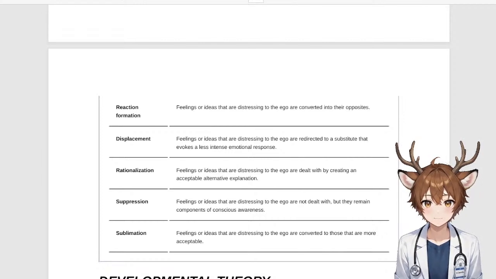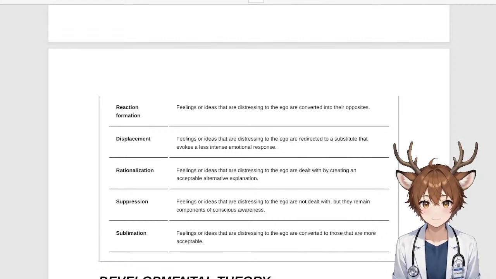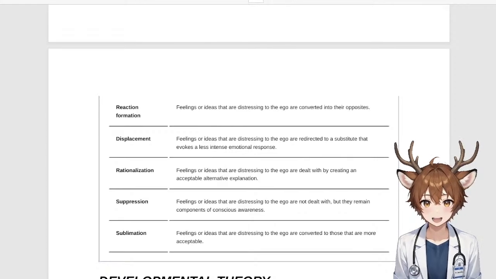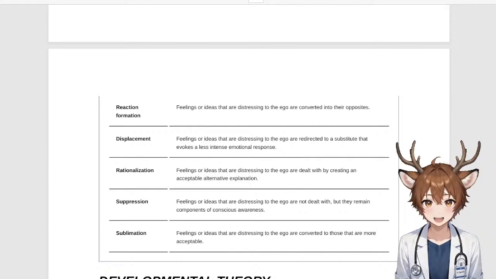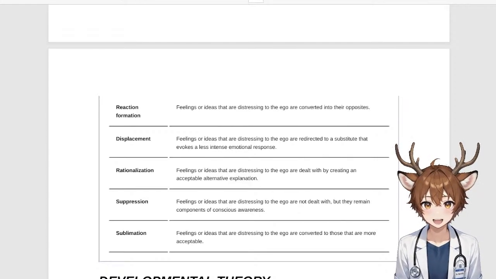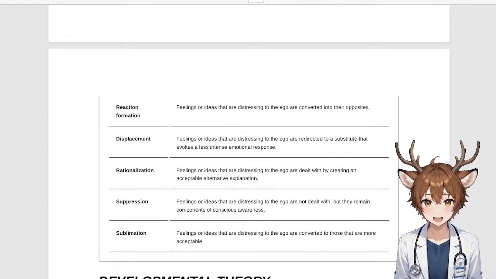Suppression: feelings or ideas that are distressing to the ego are not dealt with, but they remain components of conscious awareness. So suppression is like you're aware of it, but you're not going to do anything about it. It's in the back of your head. Sublimation: feelings or ideas that are distressing to the ego are converted to those that are more acceptable.